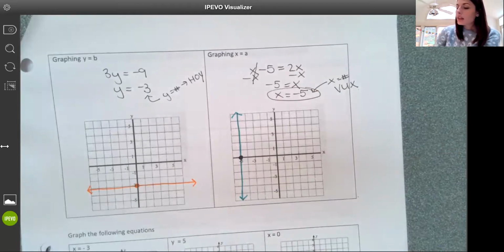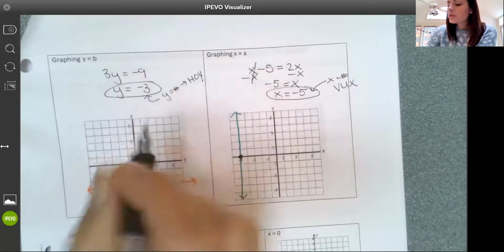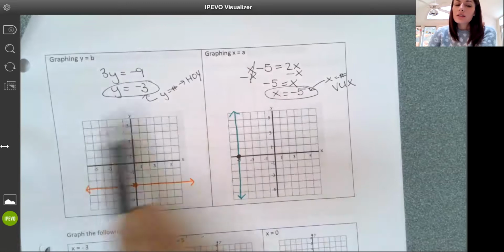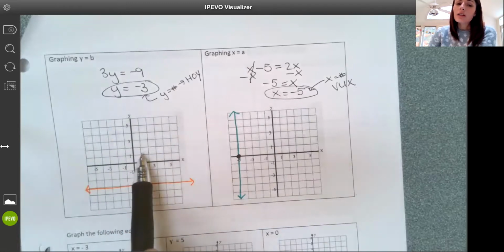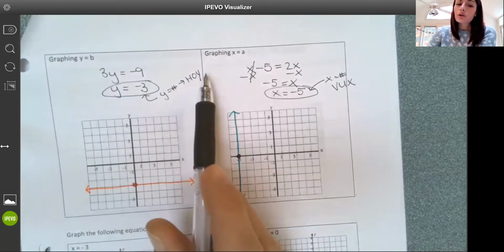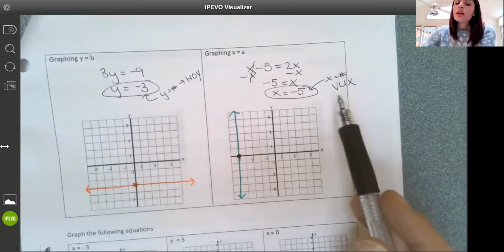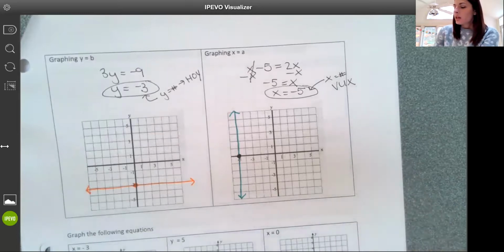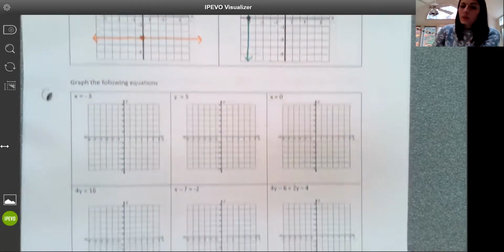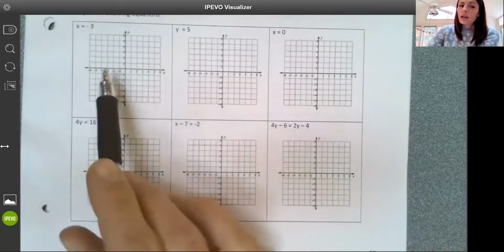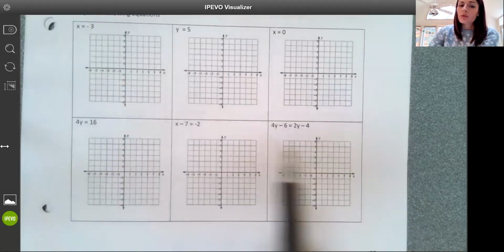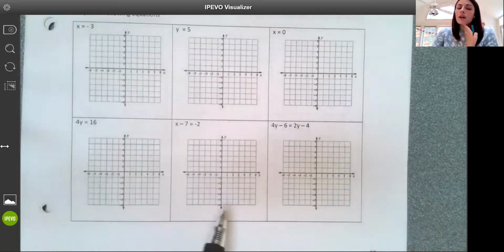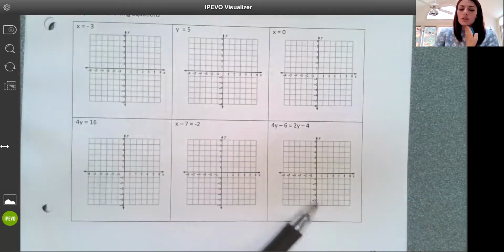Okay, it's identifying that something that looks like this, y equals a number, or something that looks like this, x equals a number, has this special kind of graph that I need to think about. This is a horizontal line, 0 slope, when y equals a number, vertical line, undefined slope, when it's x equals a number. So underneath here, there's 6 examples, and I want you to pause the video and try. The first 3 are set up for you. The bottom 3 you have to rewrite so it either becomes x equals or y equals, and see if you can graph each of these equations.